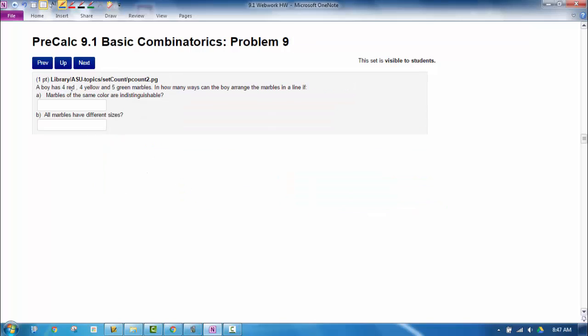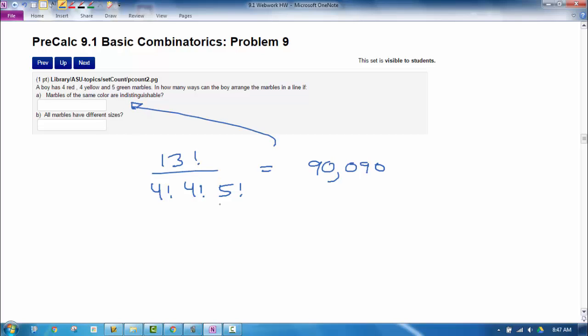Next problem says a boy has 4 red, 4 yellow, 5 green marbles, and how many ways can they arrange the marbles if the marbles of the same color are indistinguishable? Well, we have 8 plus 5, so we have 13 total marbles. So there's 13 factorial ways we can rearrange them, but we have to divide out the ones that are indistinguishable using the distinguishable permutation formula. The ones that are indistinguishable are the red ones, the yellow ones, and also the green ones. And there's 4 for yellow, 4 for red, and 5 for green. So there's the formula. That lends itself to 90,090, which would be our answer for A. And then if all the marbles have different sizes, then we don't have to divide out any of the non-distinguishable ones. So we just have 13 factorial here, which you can enter in just like that if you want.